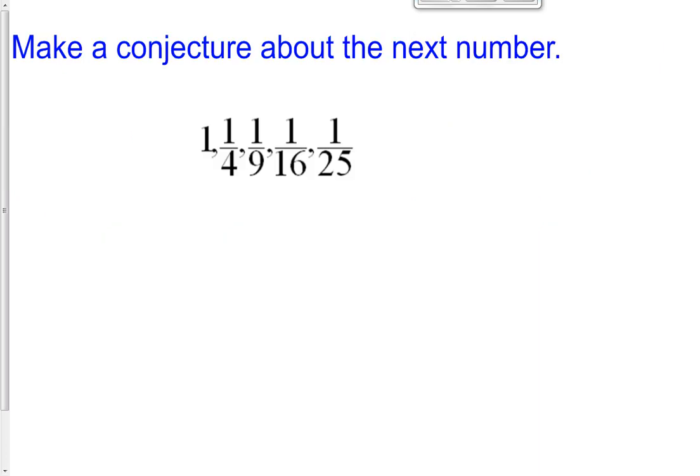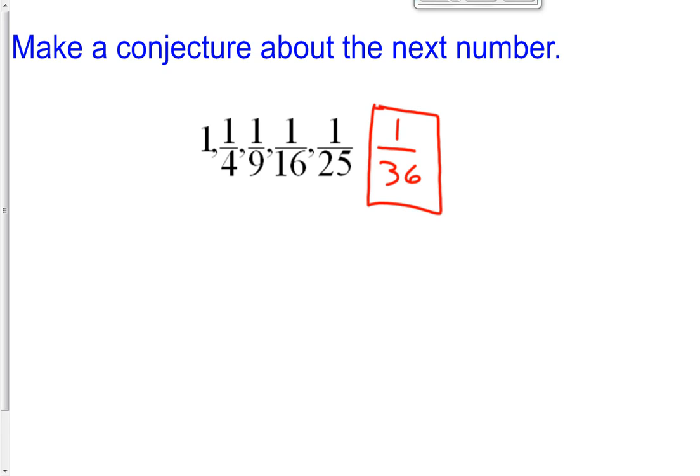Let's now take a look at this one: 1, 1/4, 1/9, 1/16, 1/25. What conjecture would you make about the next number? Why don't you pause the video and see if you can get this one on your own. After you try this one on your own, maybe you got 1/36. That is the answer for this one. That is the conjecture that I hope you reached.